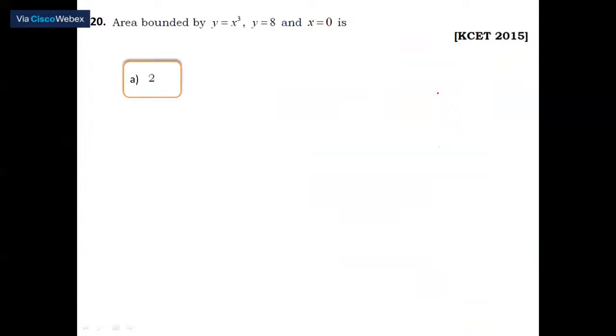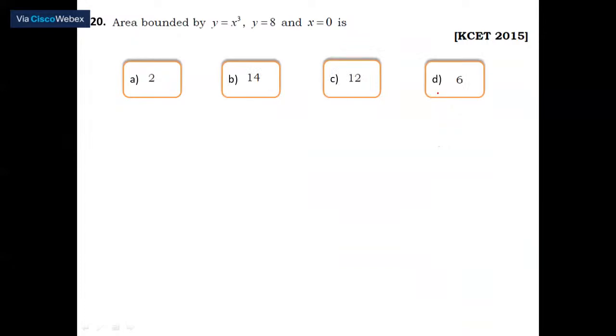Now let's move on to the next. Area bounded by curve is the same here, that is y is equal to x cube, but our area is bounded by the curve x cube and the line y is equal to 8 and x is equal to 0. And this question was asked in the 2015 paper. Options are 2, 14, 12 and 6.